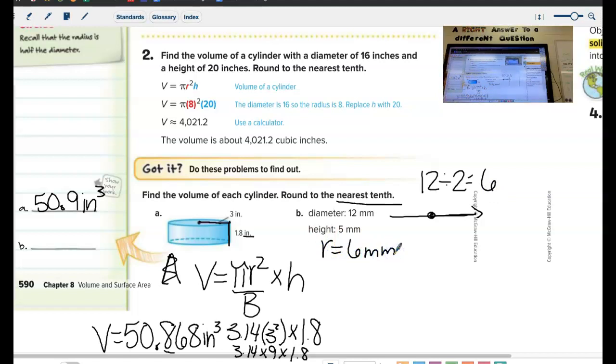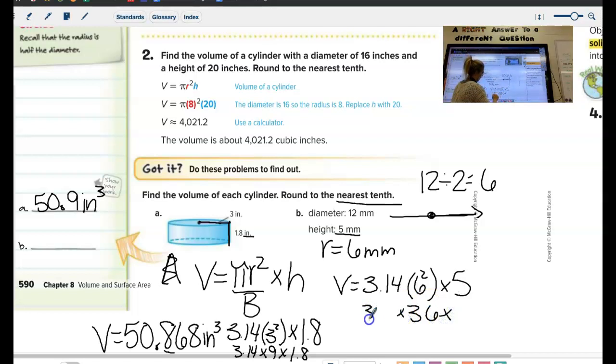And now I'm just going to plug things into my formula. My formula stays the same. So I have the volume equals pi, which we're using 3.14, times the radius, which we found to be 6 squared, times the height, which we're given is 5. So again, I do order of operations. I do exponents first. So 6 times 6 is 36.